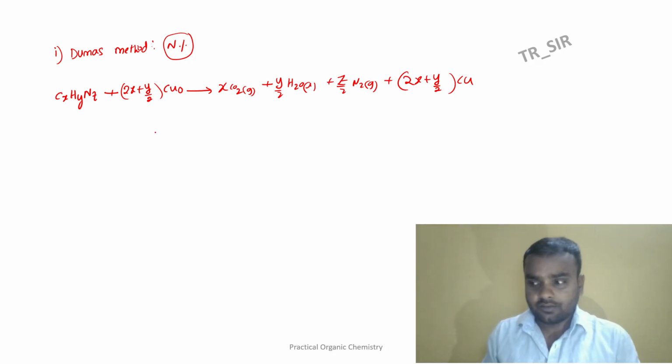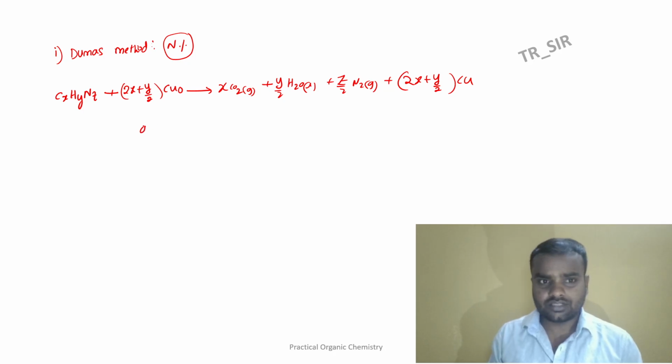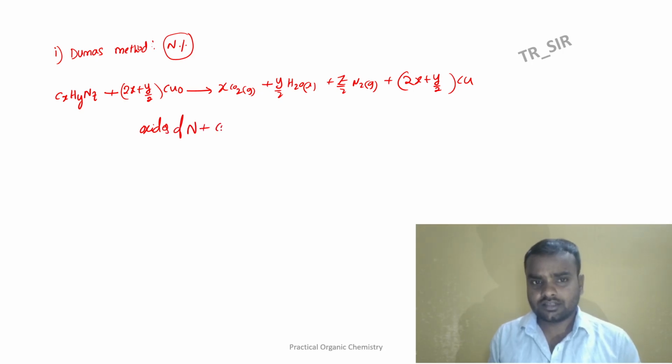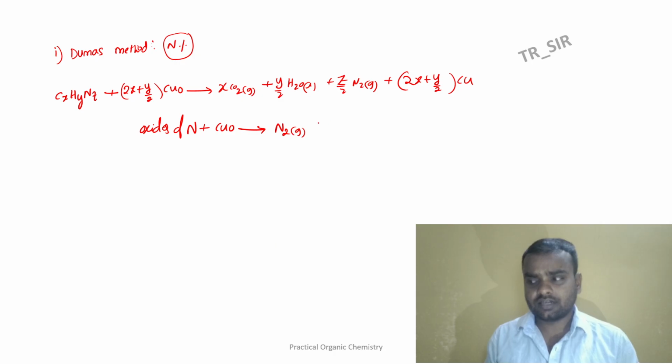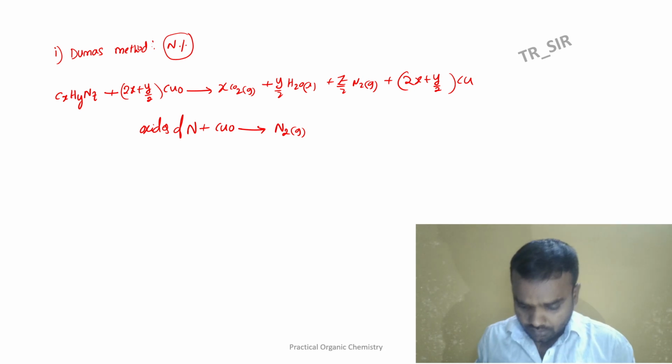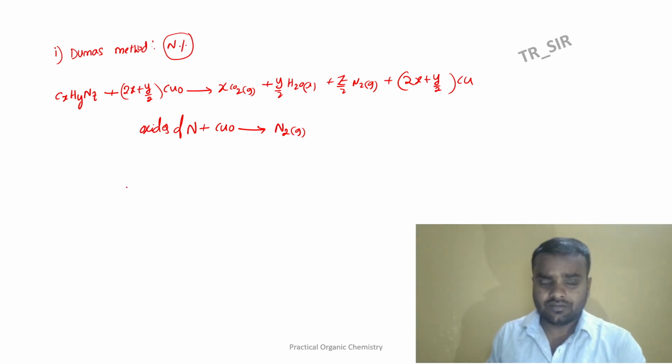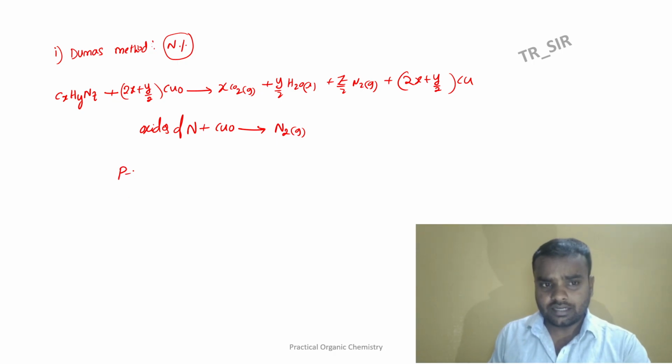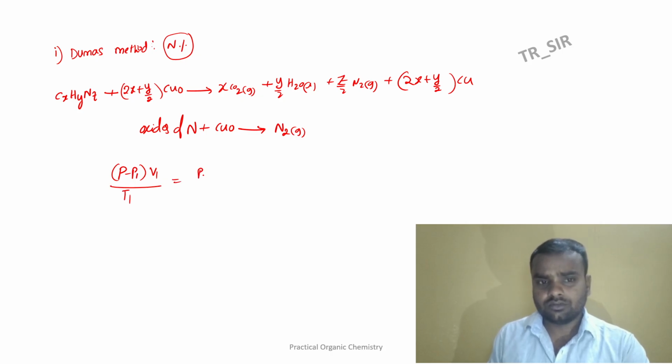So finally, oxides of nitrogen plus cupric oxide is converted into N2 gas. From here we need to find out the percentage of nitrogen. Basically, we will have this relation: (P minus P1) V1 by T1 is equal to P2 V2 by T2.